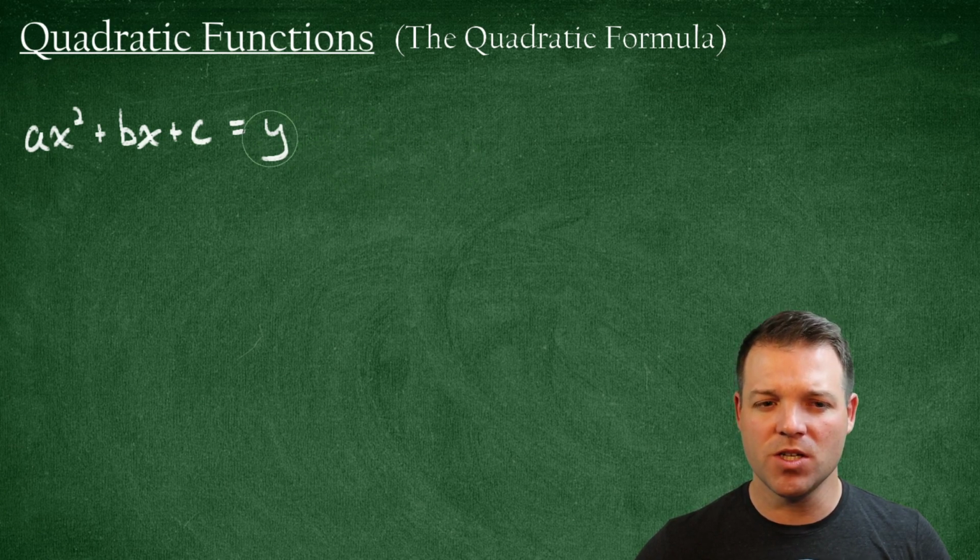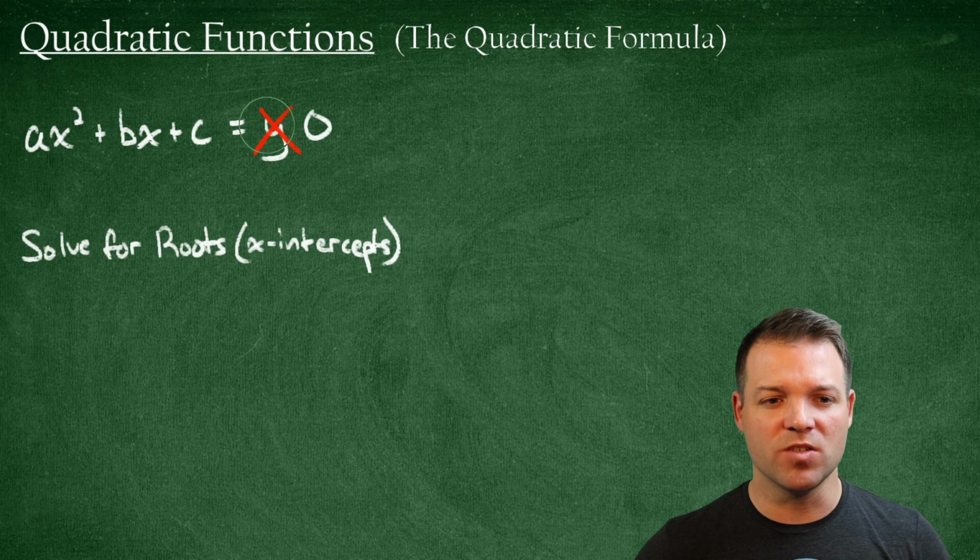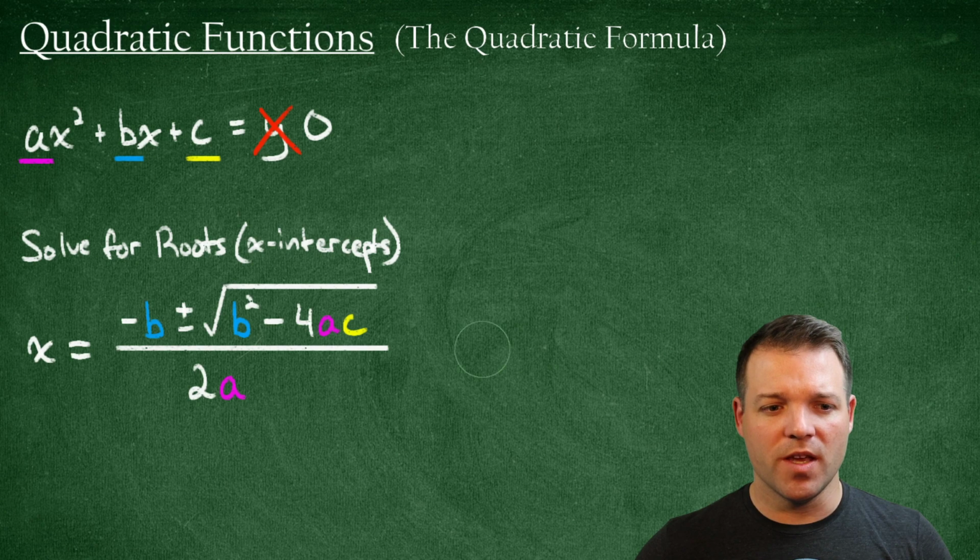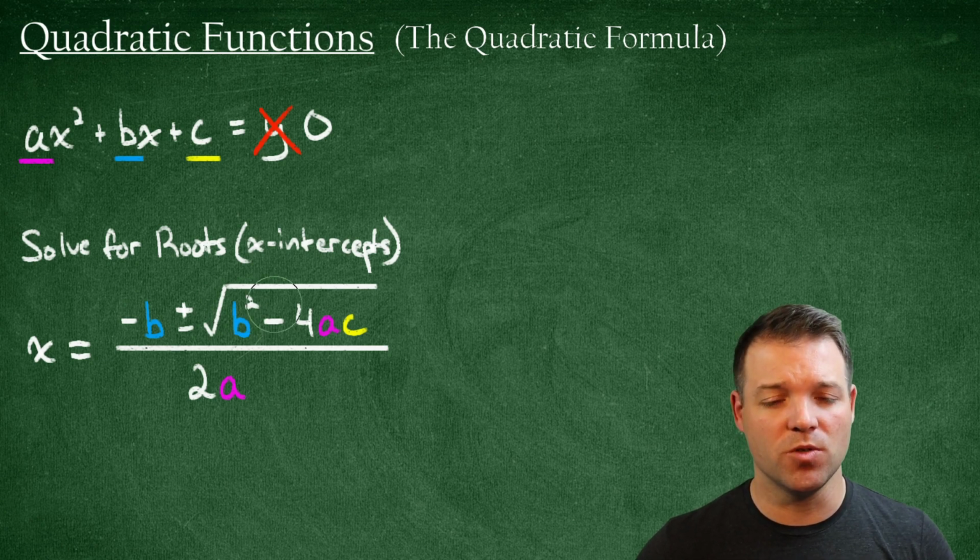So we're not really interested in where it's equal to y, because that gives us the entire parabola, all of it. What we're really interested in is where it's equal to 0, or where y is equal to 0, or where it crosses the x-axis, which is called its roots. Now, you guys all know that we can apply the quadratic formula, which is x is equal to the opposite of b plus or minus the square root of b squared minus 4ac all over 2a.